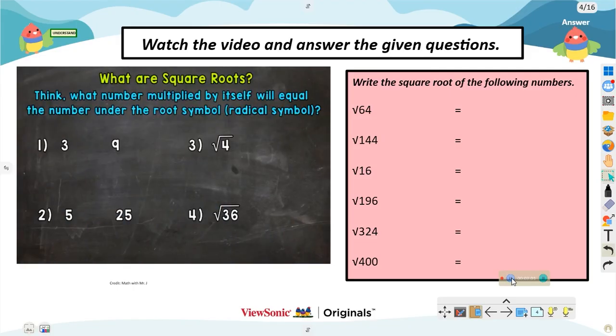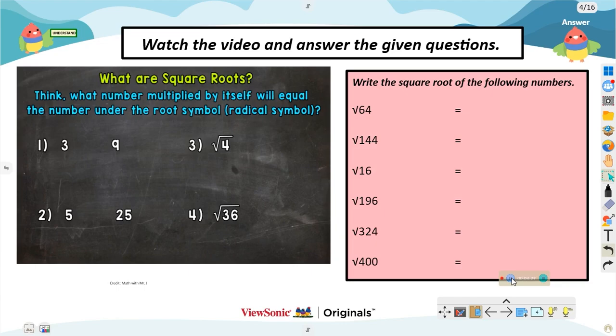In this video, I'm going to cover what square roots are. Now, when we're looking for the square root of a given number, we need to think about what number multiplied by itself gives us that given number. That may not make any sense now, but after our examples, you'll see exactly what I mean. So let's jump into number 1, where we have a 3 and a 9.